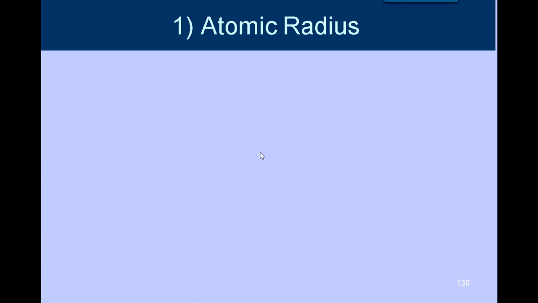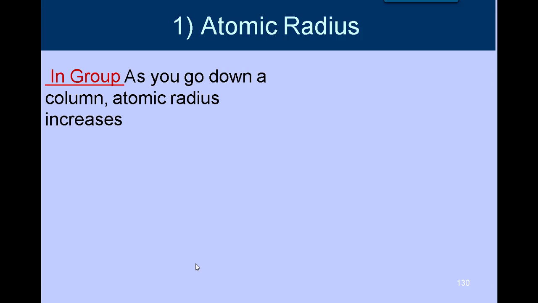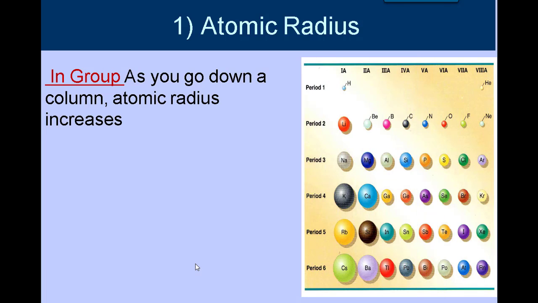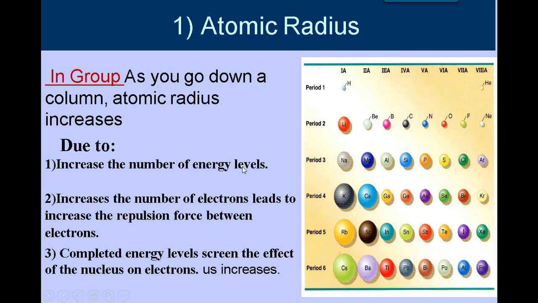After finishing the concept of effective nuclear charge, in the light of this explanation, we have to know the trend of the atomic radius in the same period and in the same group. In a group, as you go down the column, the atomic radius increases. As you can observe here, as we go from up to down, the atomic size, or the atomic radius, increases. And this is due to three reasons.